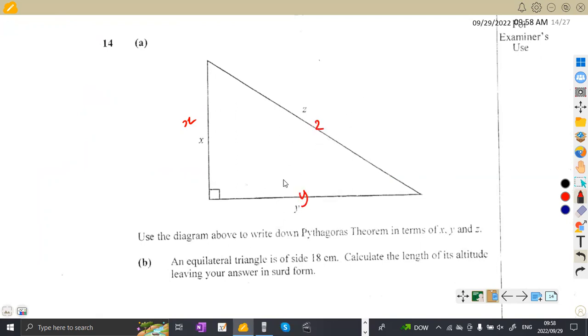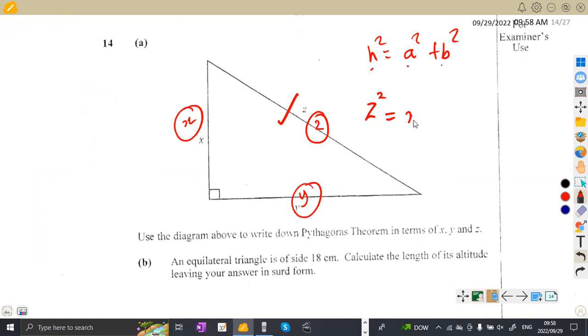So from this part that you are here, remember Pythagoras, guys, is the hypotenuse squared, which is equal to a squared plus b squared, where h is the hypotenuse and our hypotenuse in this case is z. So we are saying z squared is equal to a and b. These are the shorter sides, which is x and y. So it's going to be x squared plus y squared. Done. So that was the question.